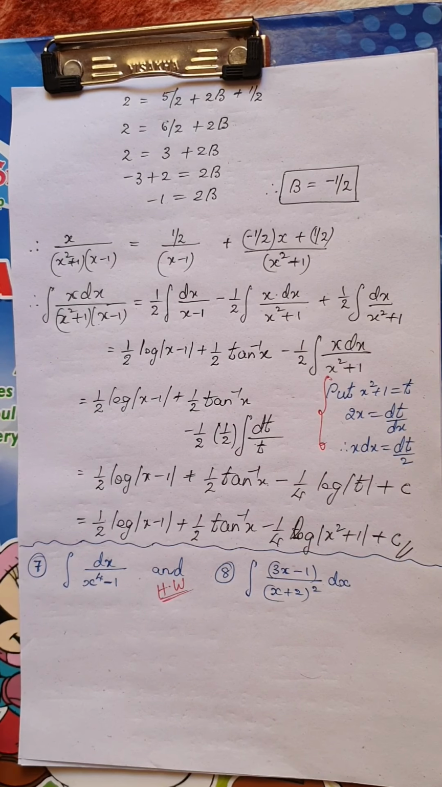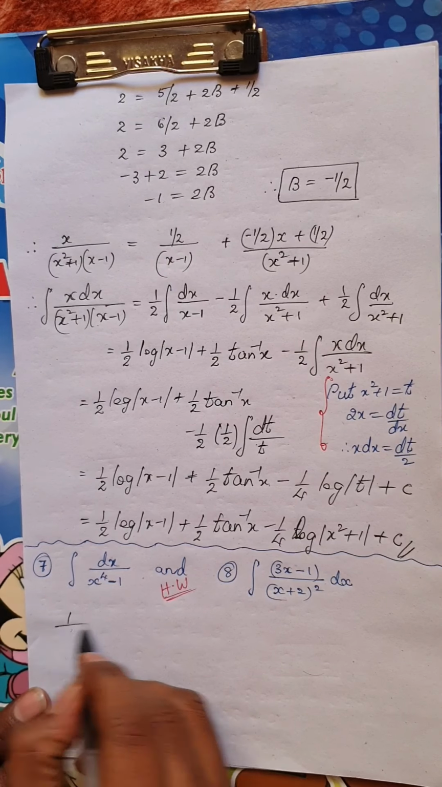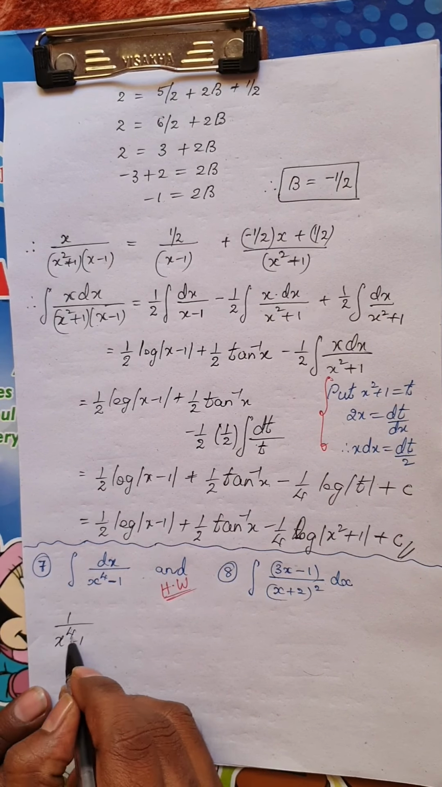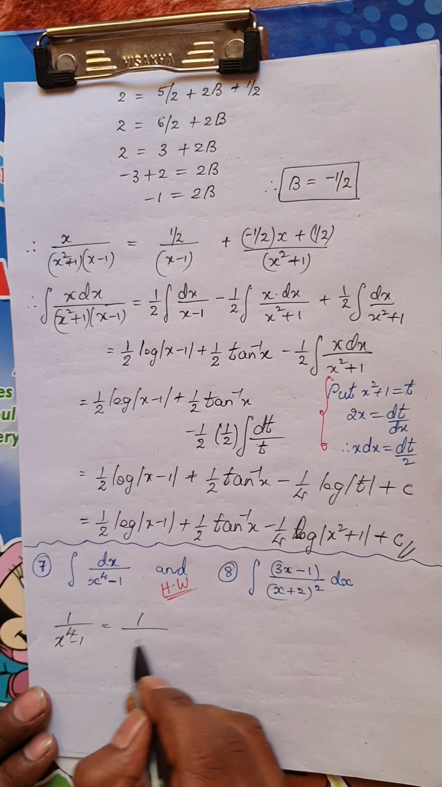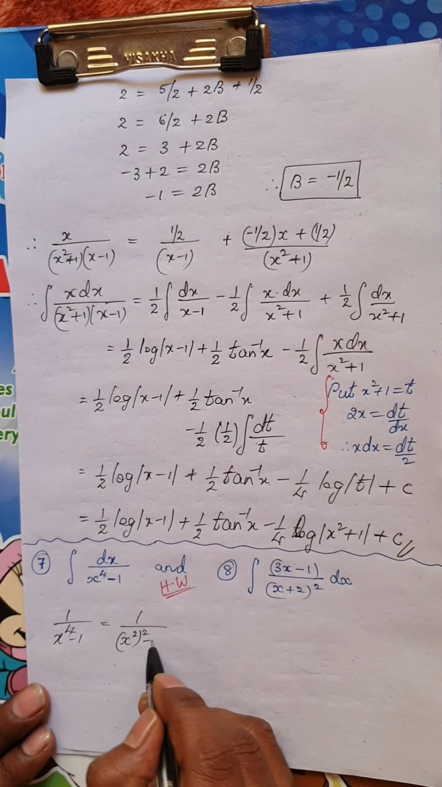Now here, remember, I will give you a hint for this. You can write this as 1 divided by x power 4 minus 1. This can be written as 1 divided by, remember, x power 4 can be written as x square whole square minus 1.